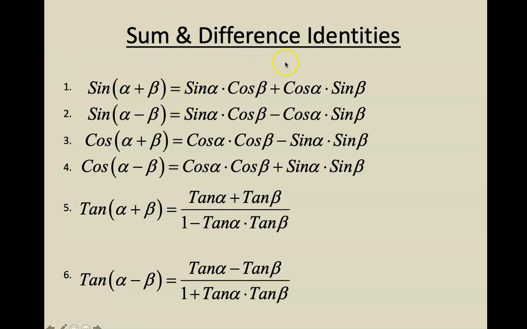So here's the idea. Sum and difference identities. Sum means to add, difference means to subtract. So this happens when I'm adding 2 angles, subtracting 2 angles, and so forth, for the tangent, the cosine, and the sine functions.